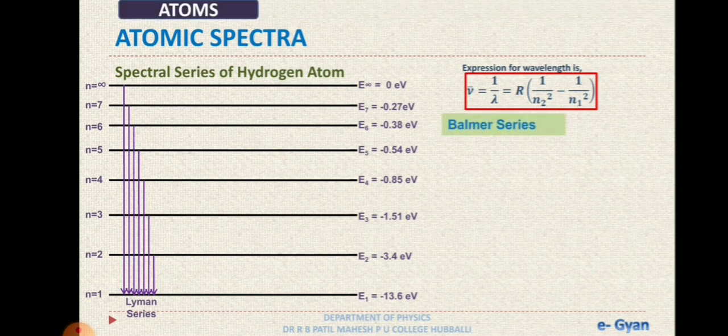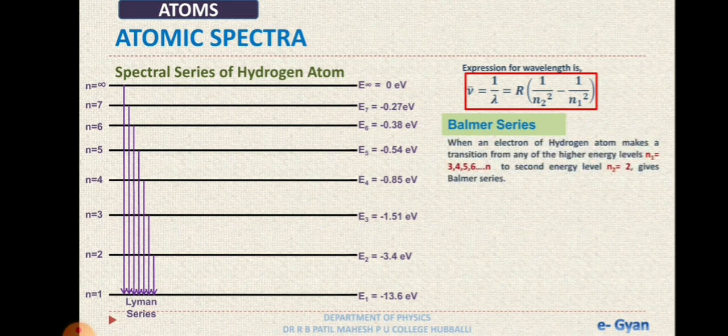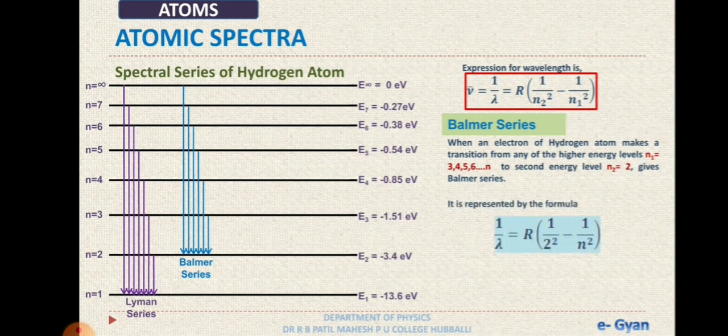The second spectral series of hydrogen atom is Balmer series. The Balmer series is obtained when an electron of hydrogen atom makes a transition from any of the higher energy levels, that is n1 is equal to 3, 4, 5, 6 and so on, to second energy level, that is n2 is equal to 2. So it is a transition from any of the higher energy levels to second energy level. It is represented by the formula 1 upon lambda is equal to R into 1 upon 2 square minus 1 upon n square. We get it on substitution of n1 and n2.